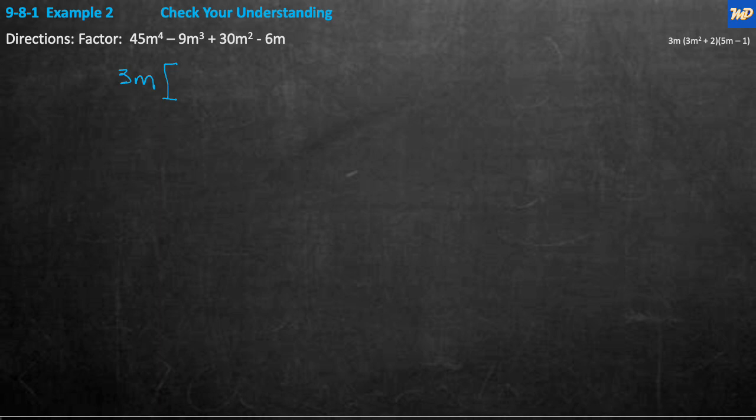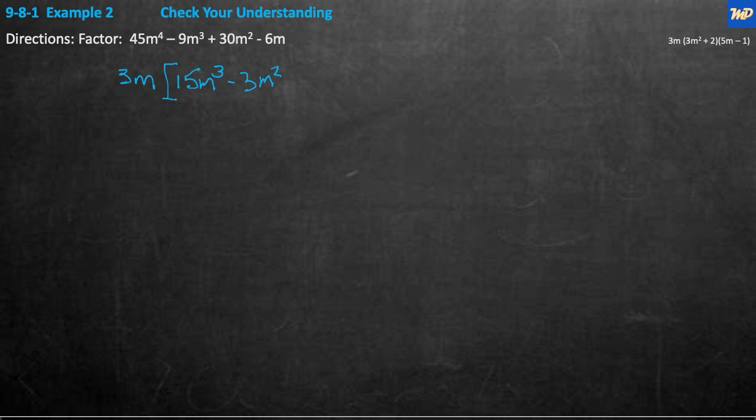Now that I've got the 3m, I have 45m cubed to the 4th, leaves us 15m cubed minus negative 9. We can pull 3 3's out of 9. So we're going to have a negative 3, and we've taken out one of the m's. We're going to have m squared now.